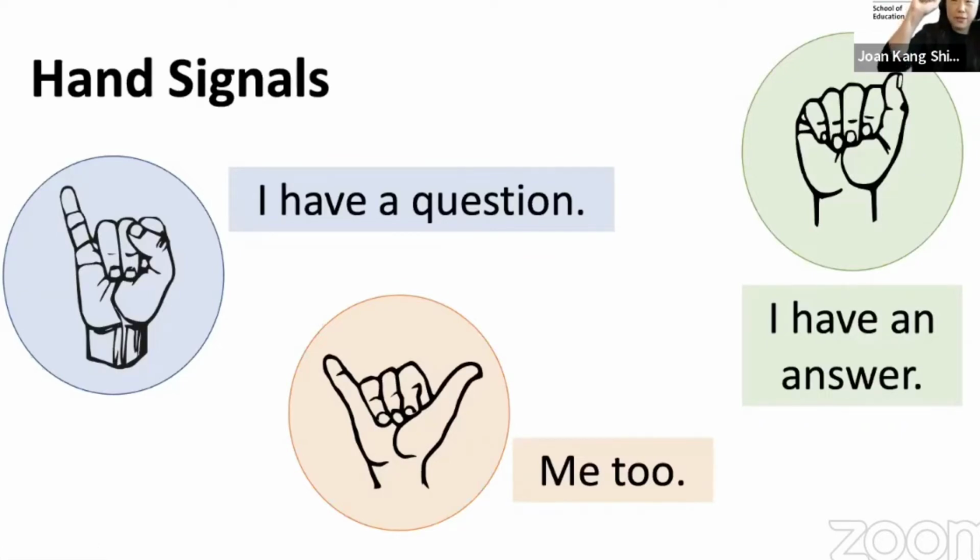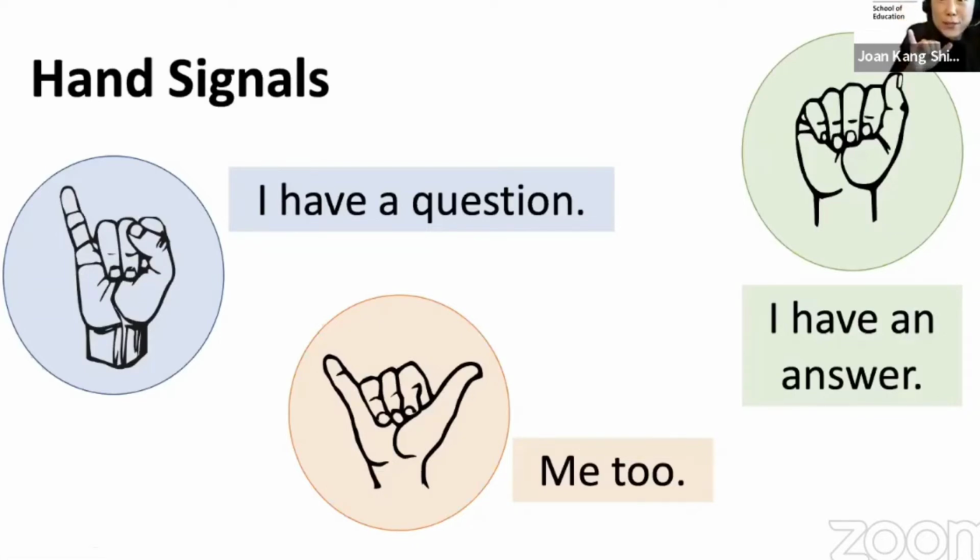I have an answer. By the way, this shows like an American Sign Language A. I have an answer. Or if they have a question, it can be like this, right? Or if somebody else is answering and they have the same answer, they could say me too.